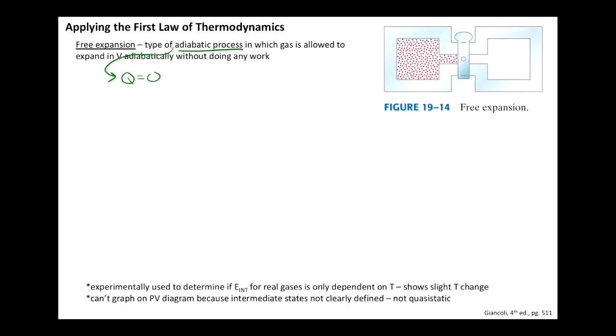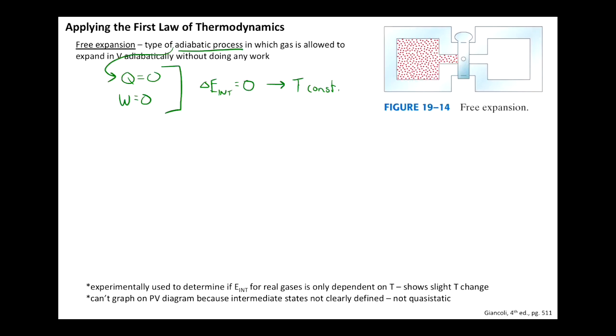But now we're saying it's not doing any work either. So the work is also 0. Which means that according to the first law of thermodynamics, what else is true? Yeah, the change in internal energy is also 0, which means that what is constant? Temperature, right? Internal energy is directly proportional to the temperature. So we can say in this case the temperature of the gas is a constant.